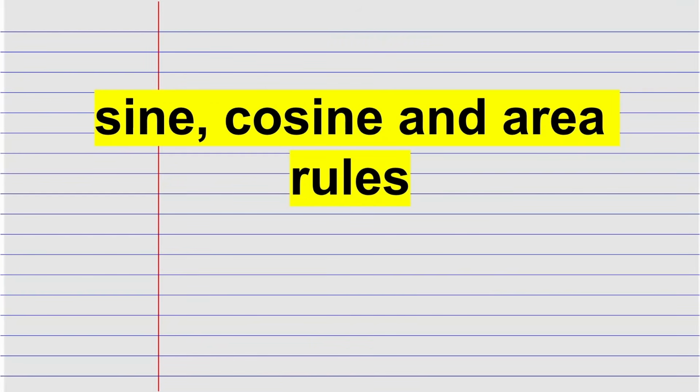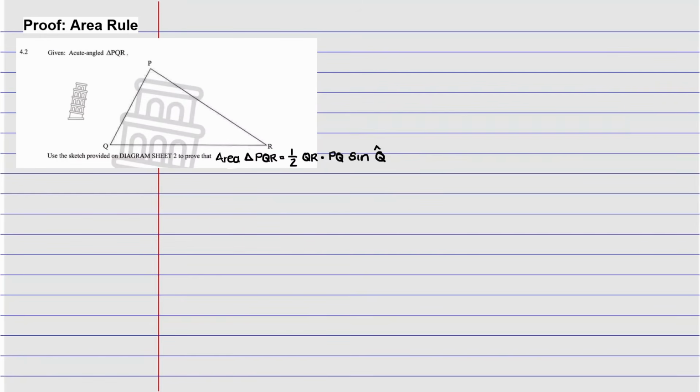Welcome to sine, cosine, and area rule. So the first thing that we're going to do is talk about the proof for the area rule. But at the end of doing each individual rule, which covers the sine, the area, and the cos rule, I'm going to show you ways on how to identify which one to use. But now, we're going to do the proofs because they are very important for examination. So the first one is called the area rule.